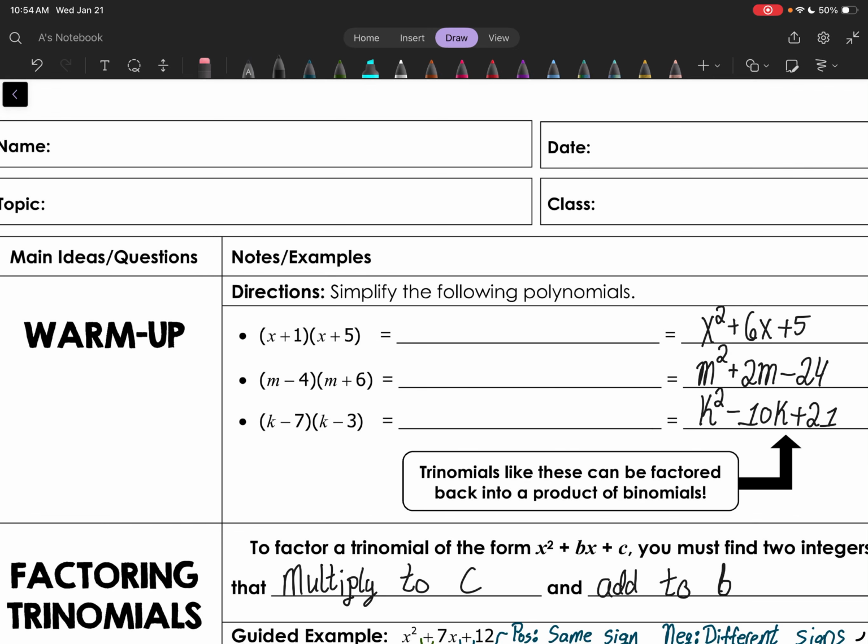Good day. Today we're going to be looking at factoring trinomials. Now, go ahead and try the warm-up. I have given you what you should get as an end result, but try foiling these just for practice.